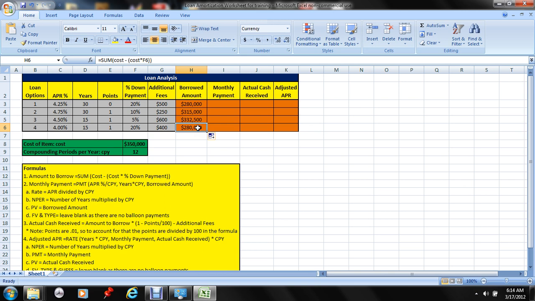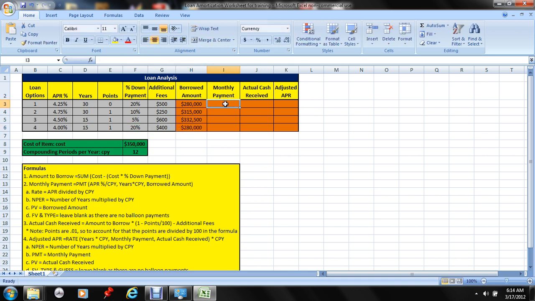To check your work, you can go ahead and click on the bottom cell, loan option number 4. And once you click on the formula itself, you can see that the cells are referenced accordingly with loan option 4. We're referencing the percentage of down payment associated with that loan option.